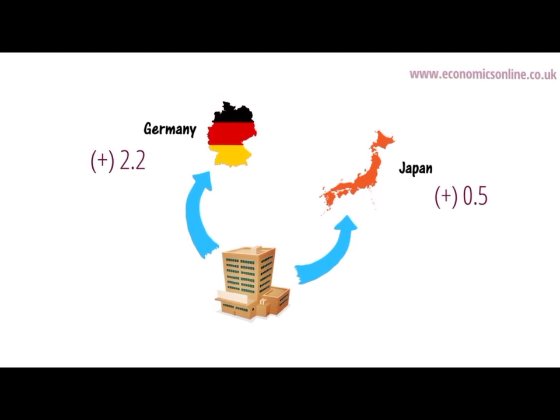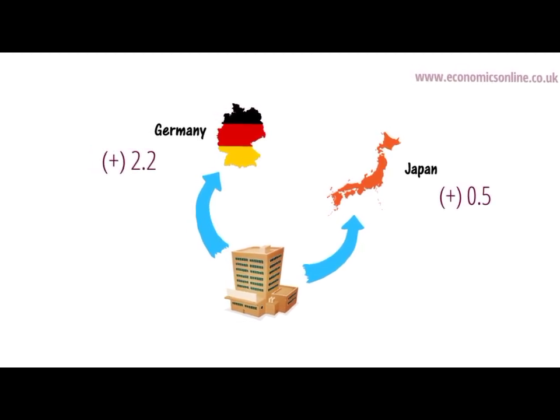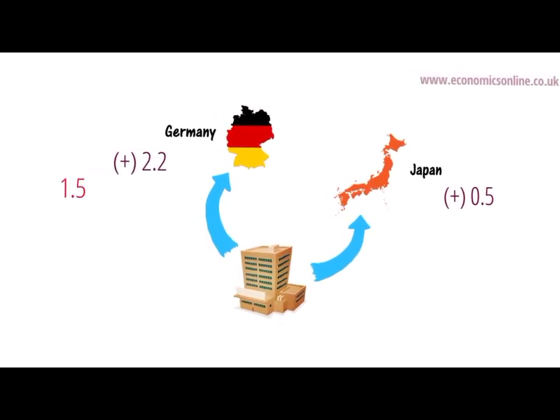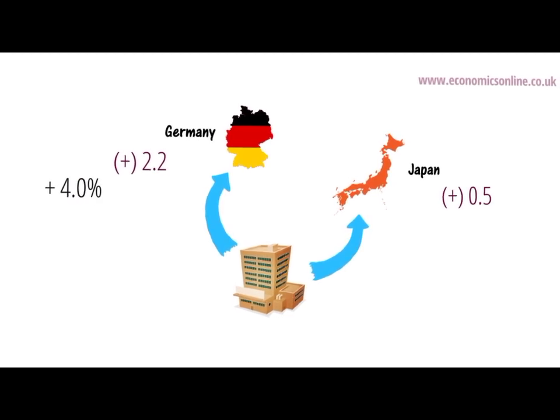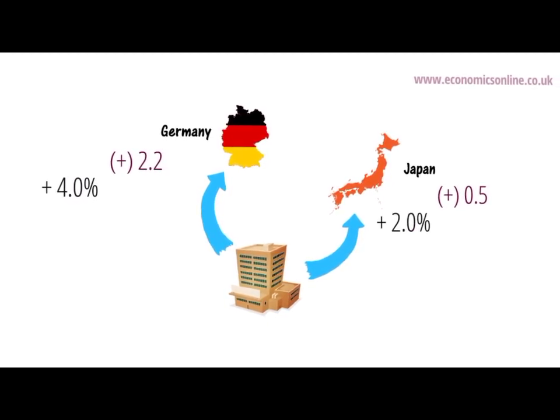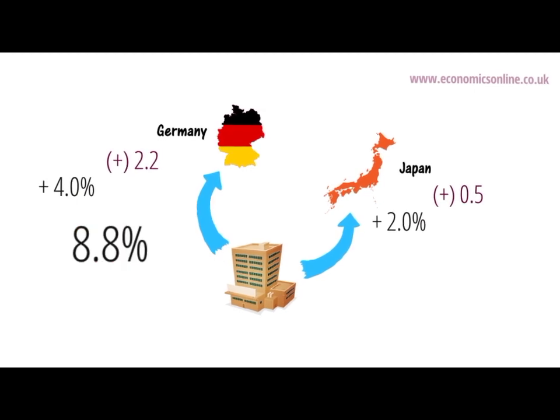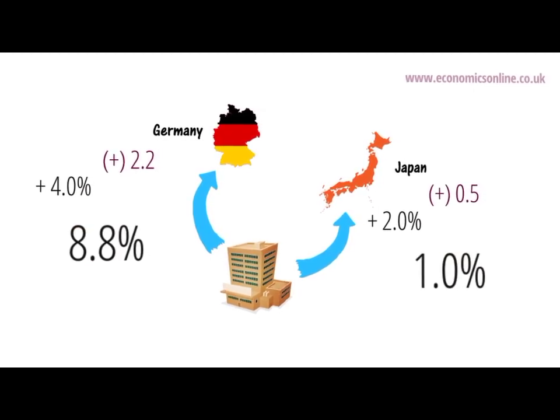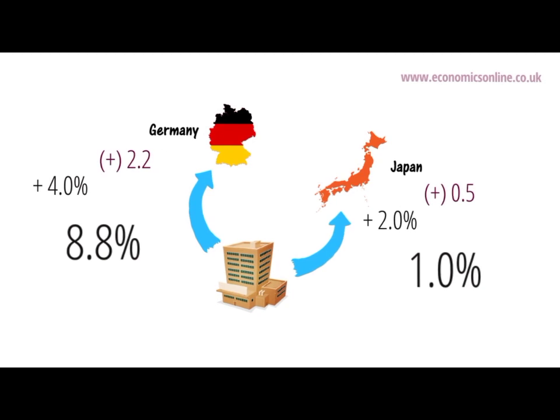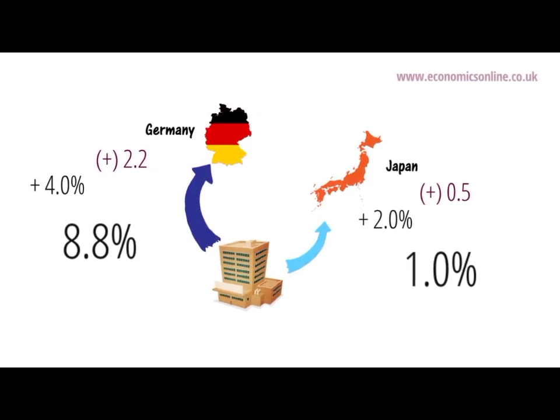For example, if incomes are forecast to rise by 4% in Germany and by only 2% in Japan, then demand in Germany will increase by 8.8% and in Japan by only 1%. This is highly significant, and the firm can target more resources to the growing market in Germany.